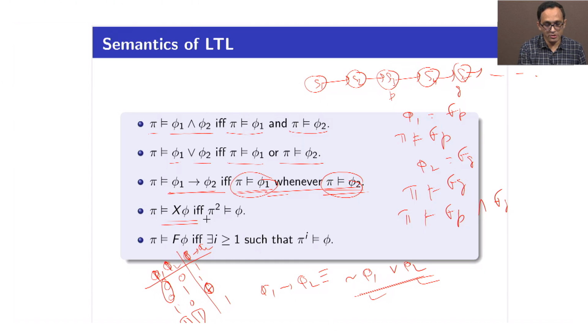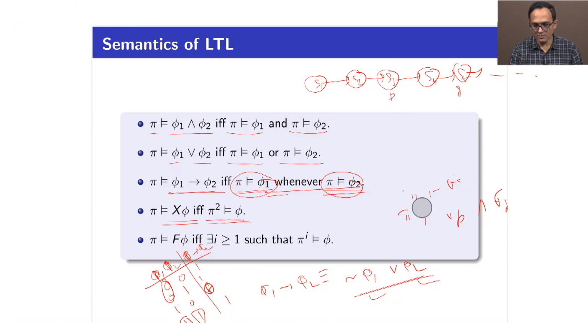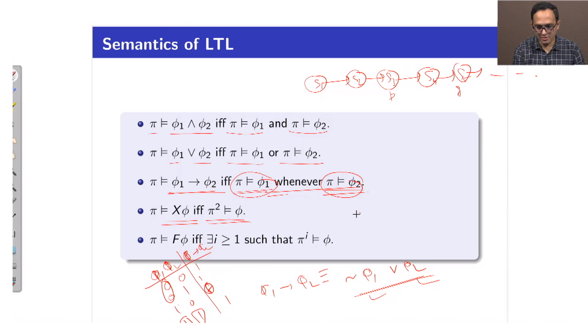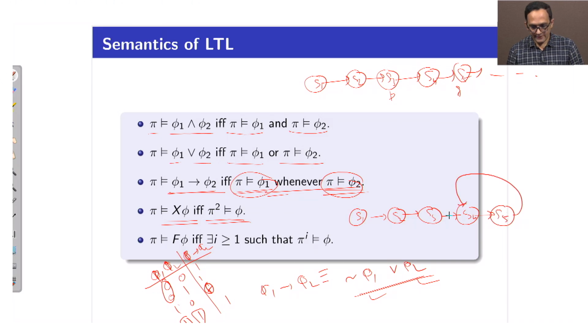So that means pi 2 satisfies phi. It is interesting, so I will give an example. Let us say I have taken one example: I have states S1, S2, S3, S4, S5, and say there is a loop here. And let us say I have Q holds, Q holds, Q holds, Q holds.